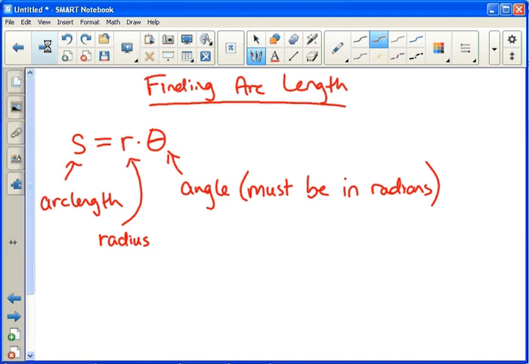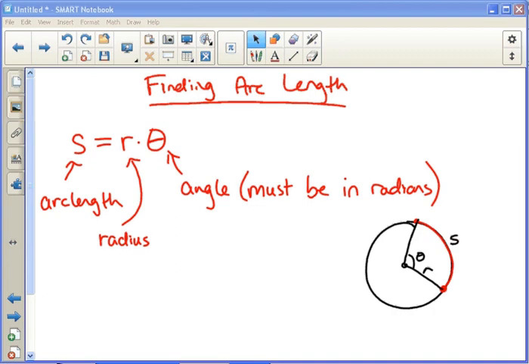Okay, I did paste a picture up here to kind of help you see what this looks like, so you get an idea. That red piece of that circle again is the arc length, S. R is the radius, that's the distance from the center to the edge, and then theta is the angle. So let's do a couple examples with this. We're going to be using the equation S equals R times theta for all of these.